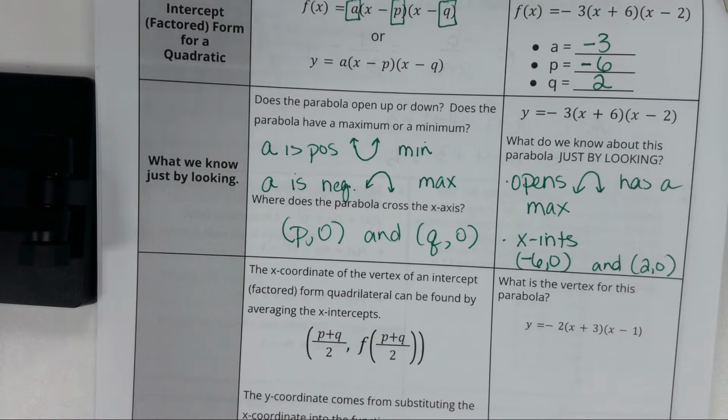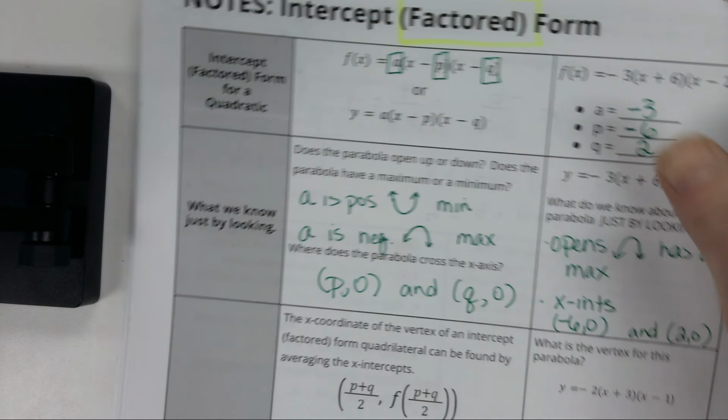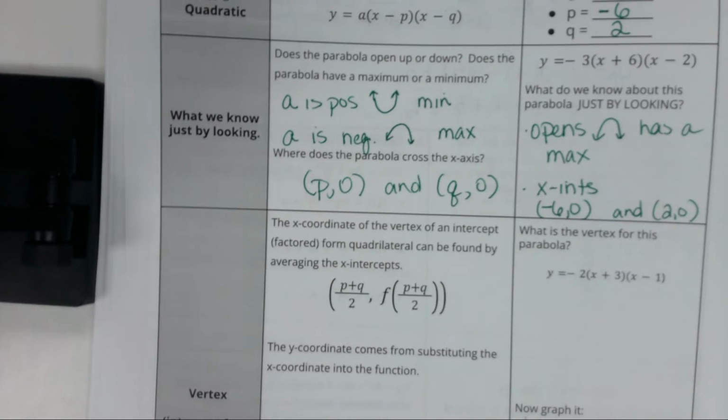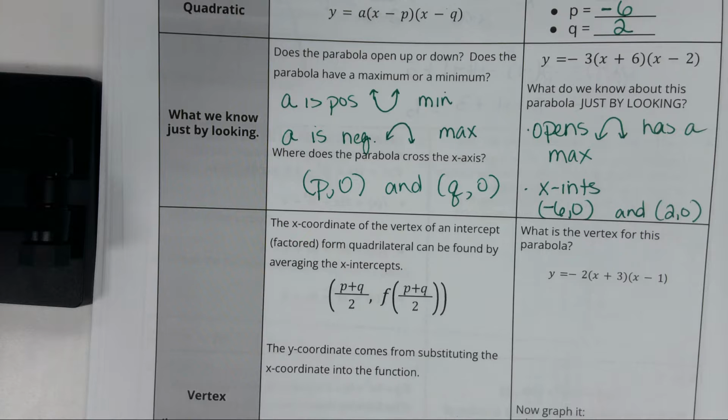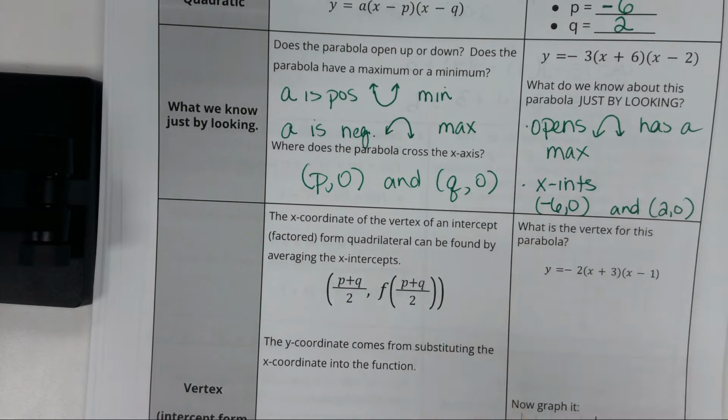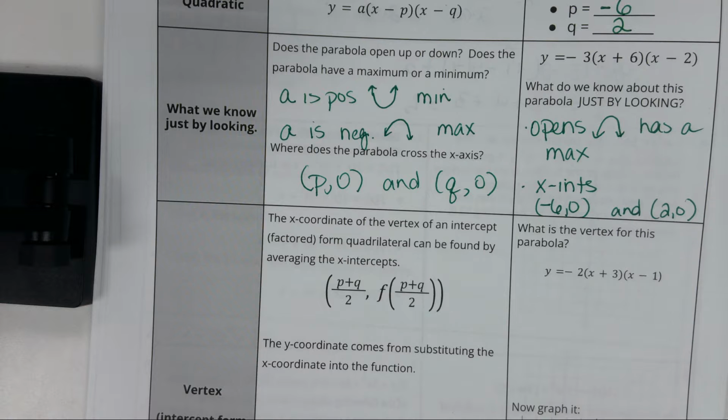Okay. The last thing I'm going to teach you, and then we'll do some together. And then you're going to do a couple on your own. So, parabolas have symmetry. What do I mean by that? They're the same on both sides. So if I have the x-intercepts where they cross, what that means is the vertex or the axis has to be exactly halfway in between them.